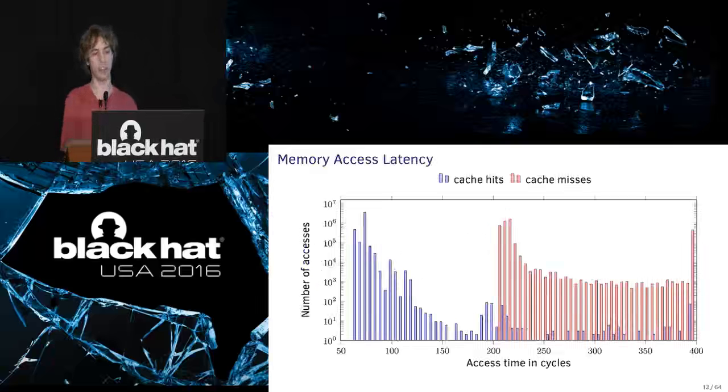So if you measure the execution time of a memory operation, then you will see that the access latency for a cache hit is much smaller than for a cache miss. And here you see that for this particular CPU, the cache hits were around 70 cycles, whereas the cache misses were around 220 cycles most of the time.